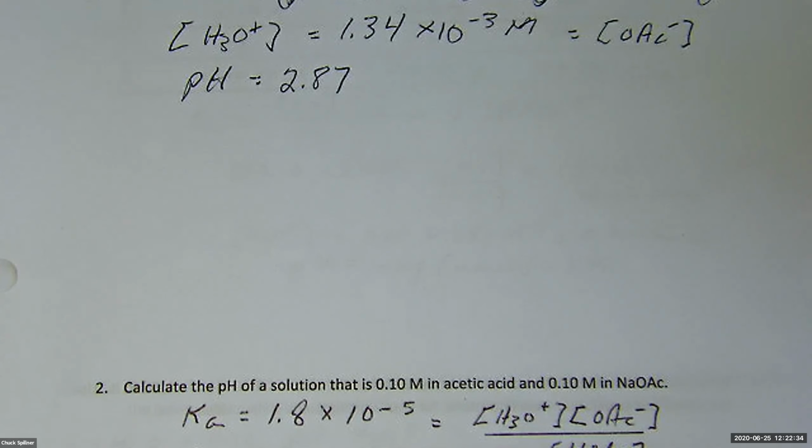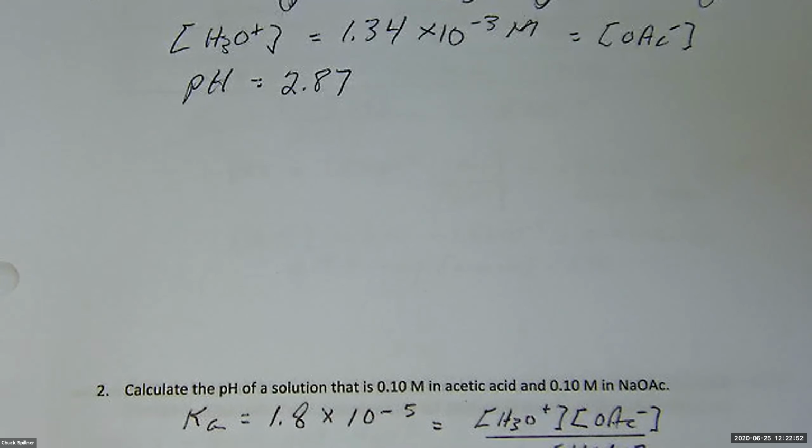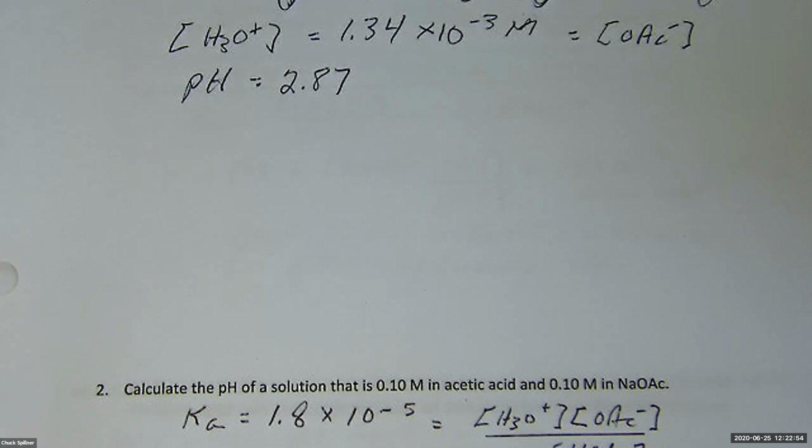Calculate the pH of a solution that is 0.1 molar in acetic acid and 0.1 molar in sodium acetate. So that's how we add acetate. You can't add acetate ion by itself. You have to add it as a compound, as a salt. So sodium acetate is what we use. It could be potassium acetate; any alkali metal or alkaline earth metal acetate would work. But sodium acetate is very common.